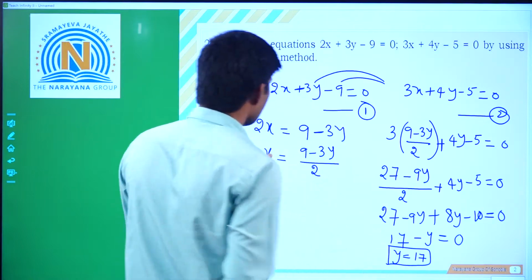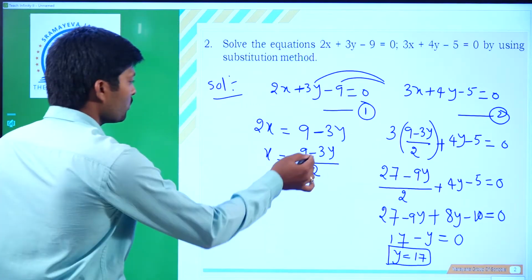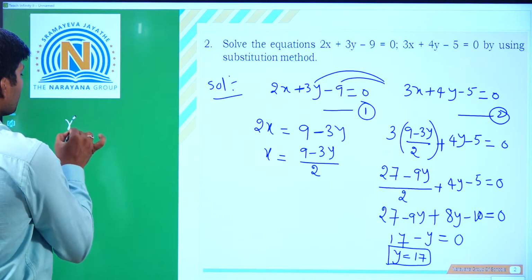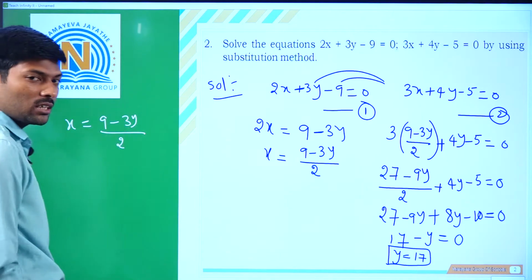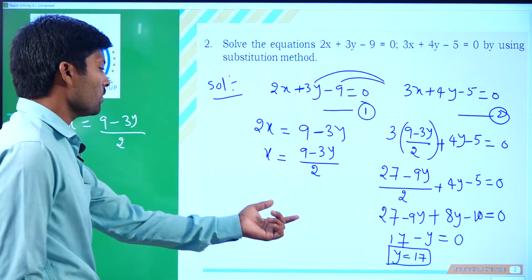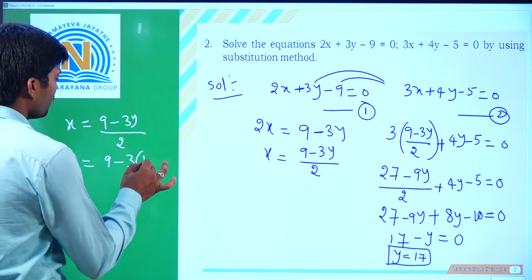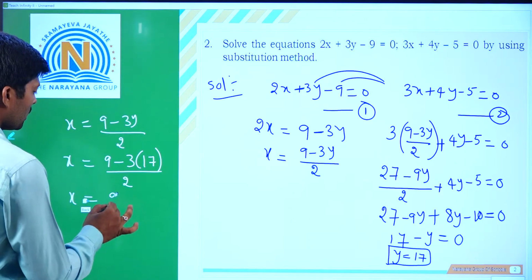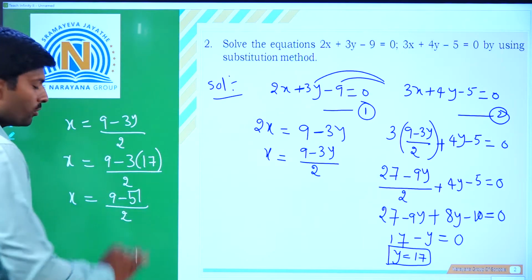If you want to find x, you can use y is equal to 17 in this equation. So, let us simplify. x is equal to 9 minus 3y upon 2. Replace 17 in the place of y, that is x is equal to 9 minus 3 into 17 upon 2. So, x is equal to how much? 9 minus 51, since 3 17s are 51, upon 2.